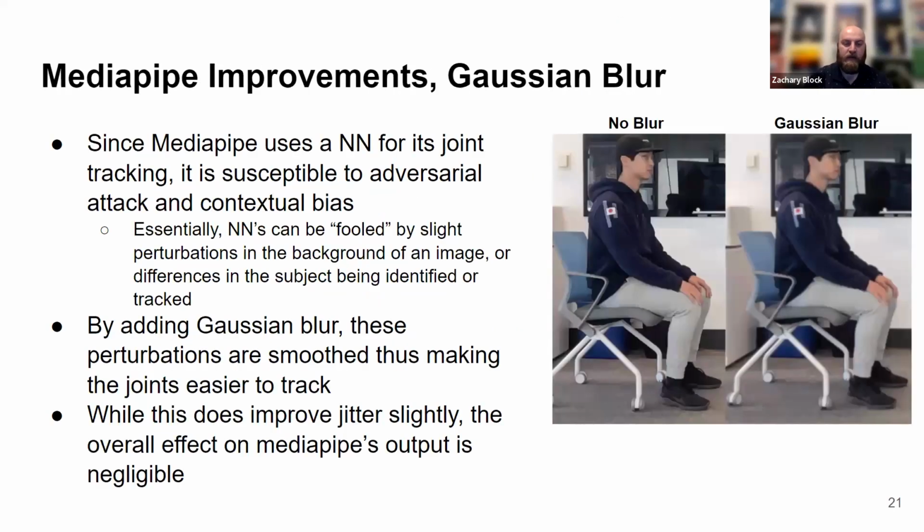Next slide. Since Mediapipe uses neural networks for its joint detection and tracking, it is susceptible to adversarial attack and contextual bias. This essentially means that the neural networks can be fooled by slight perturbations in the background of an image or slight differences in the subject being identified. This can take the form of cluttered backgrounds causing detection issues, solid colored clothing causing issues for tracking, etc. But by adding Gaussian blur, these perturbations are smoothed, which makes the joints easier to find and track. While this does improve jitter slightly, the overall effect on Mediapipe's output is negligible.